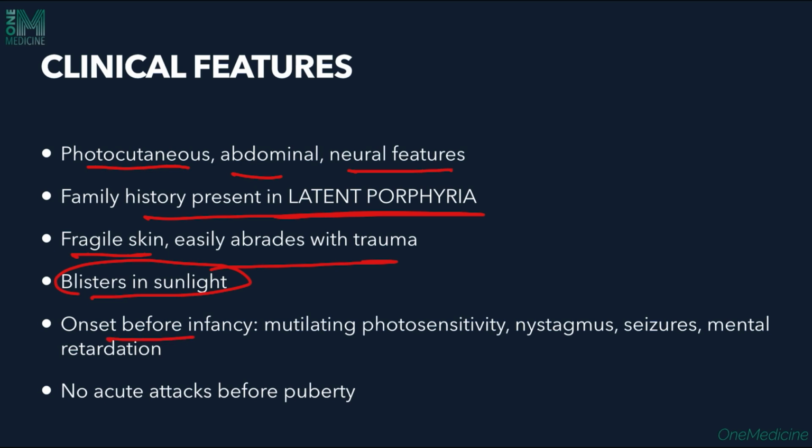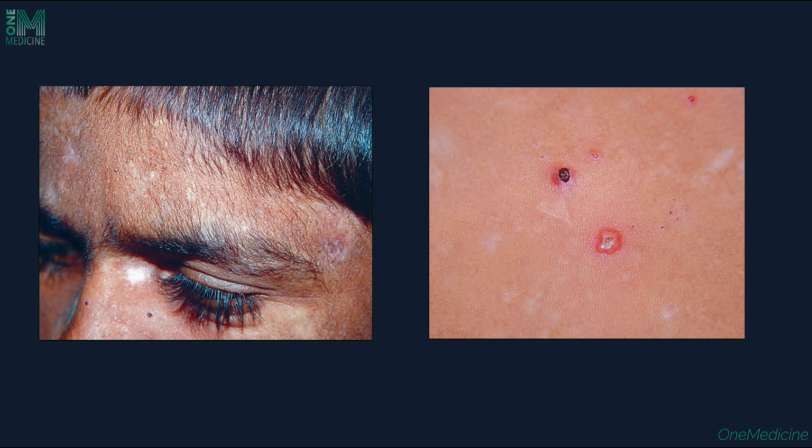Onset before infancy, if it is present, they will present with mutilating photosensitivity, nystagmus, seizures and mental retardation. No acute attacks are seen before puberty. So these are the lesions on the face, hypertrichosis and the healed post-inflammatory hypopigmentation. These are the lesions and blisters that can be seen on sun-exposed sites.